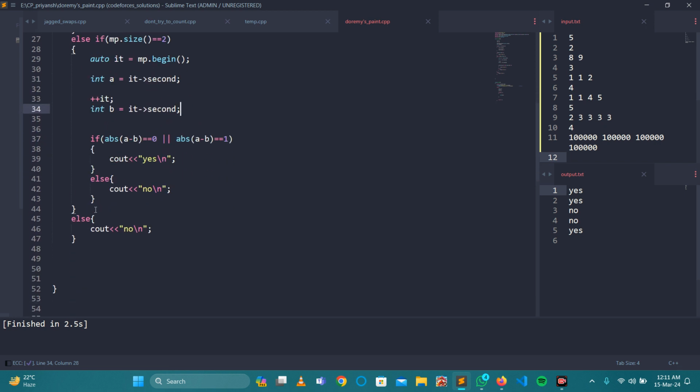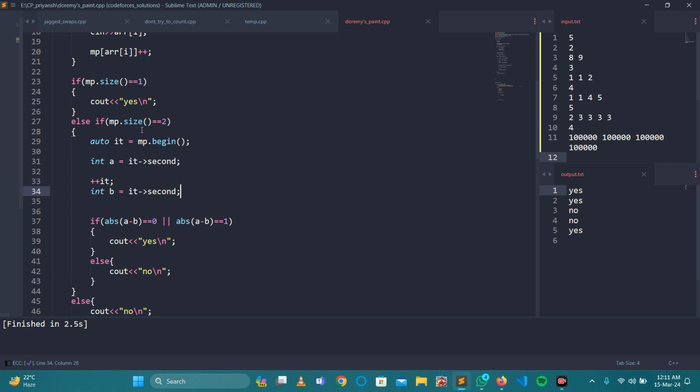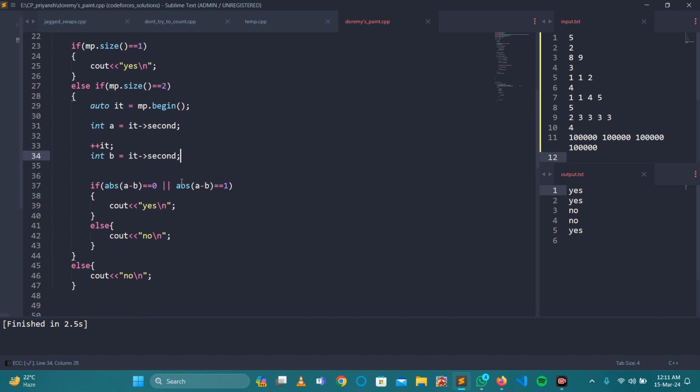And finally, the last else is for when the map size is not two, right? If you have more varieties of numbers, then it is never possible. So this was the solution.